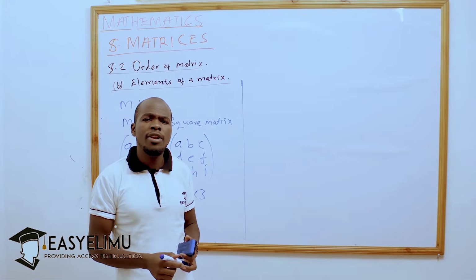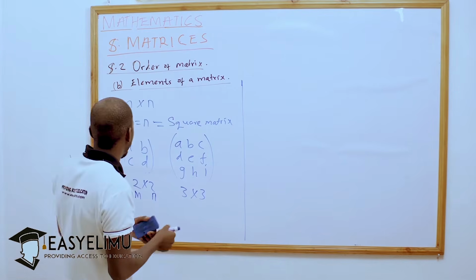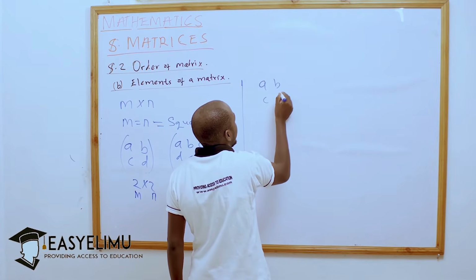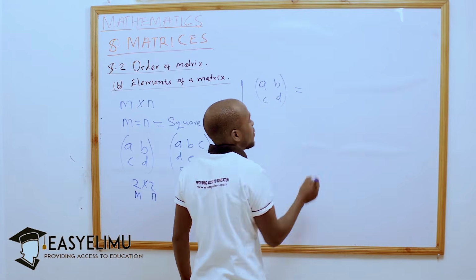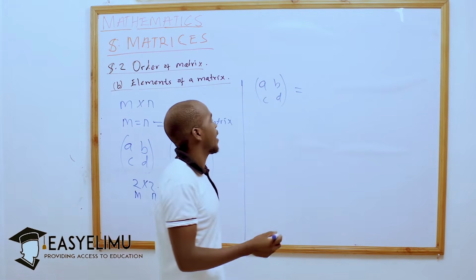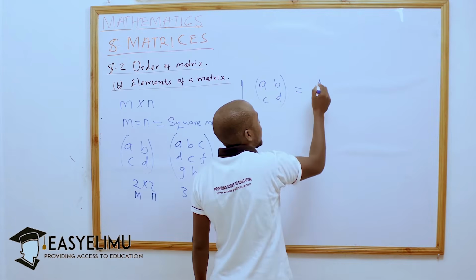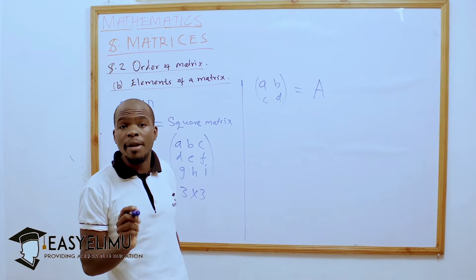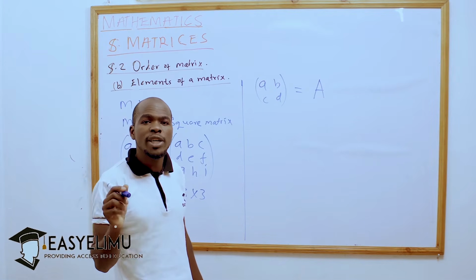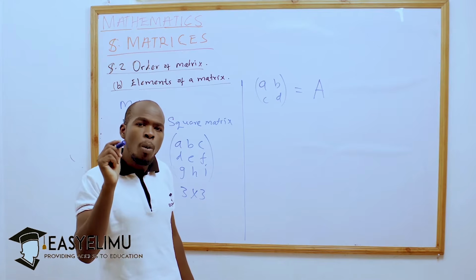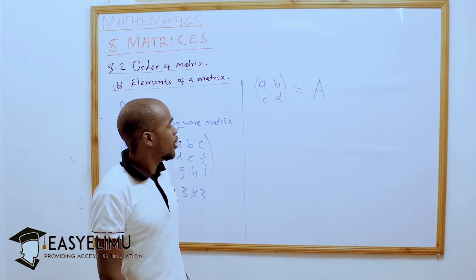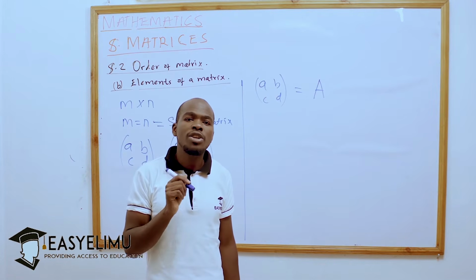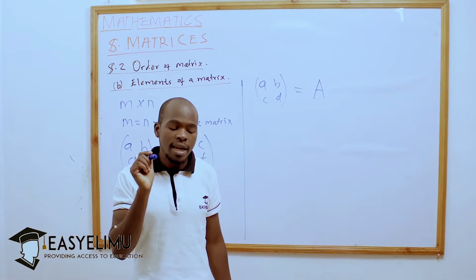A matrix, and you may find that you want to denote it. For example, you may be told this A, B, C, D matrix is represented by letter A. In case we need to denote any given matrix, it is always denoted by a capital bold letter. So any given matrix is denoted using a capital bold letter.